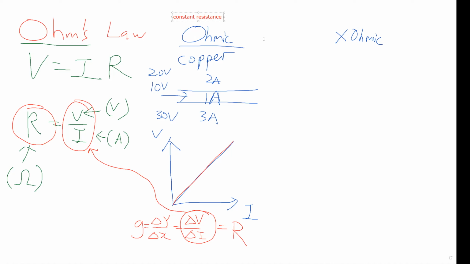Your normal copper wire, no matter how much current or voltage you supply to it, the other part will always increase proportionally. For example, 10 volts, 1 ampere, 20 volts, 2 amperes, 30 volts, 3 amperes. So more voltage means more current. It will increase proportionally, thus indicating that a copper wire has constant resistance. Okay, so these are what we call ohmic conductors. The resistance is literally constant.